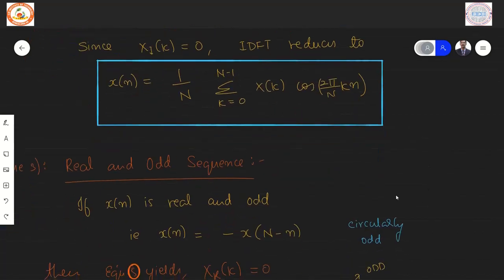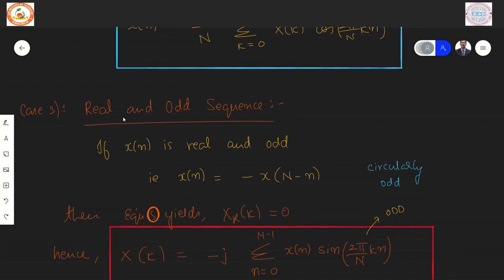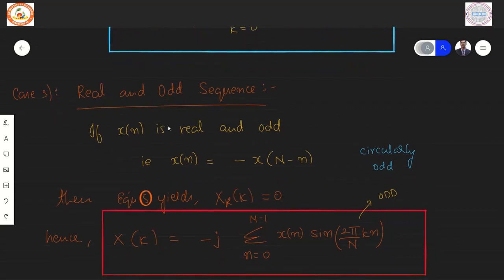In the next case, we consider a sequence which is real and odd. If x of n is real and odd, then x of n equals negative of x of N minus n as per the definition of circularly odd. Then from equation 5, the real part xr of k is equal to 0. Hence the expression for x of k is given by minus j times summation n is equal to 0 to N minus 1 x of n sine 2 pi kn divided by N.